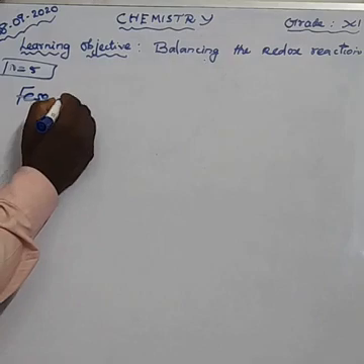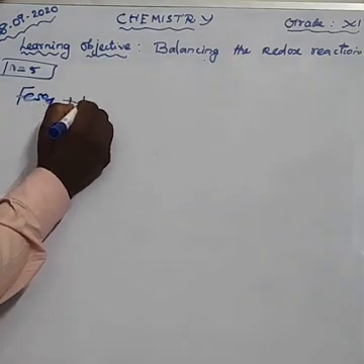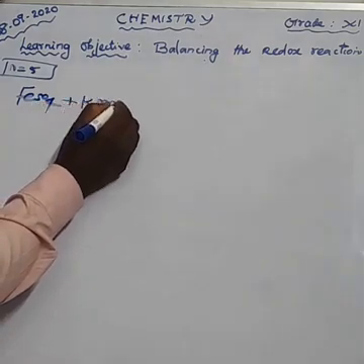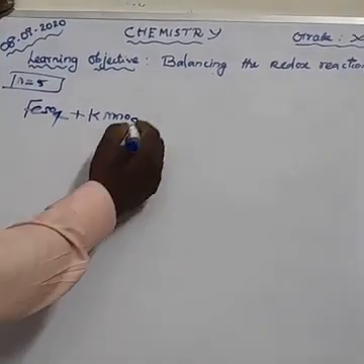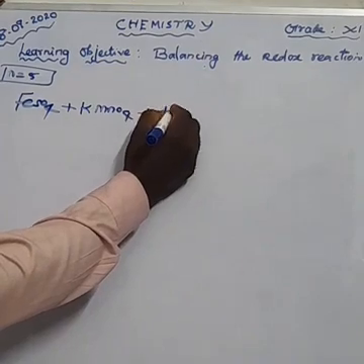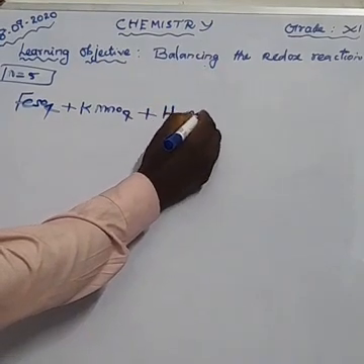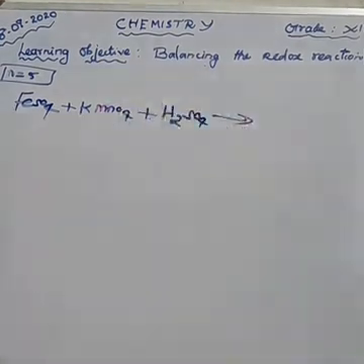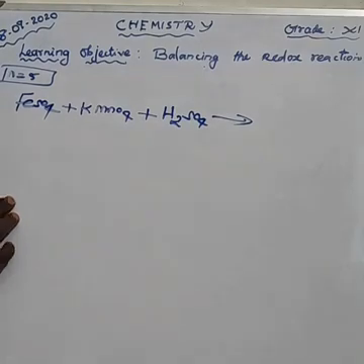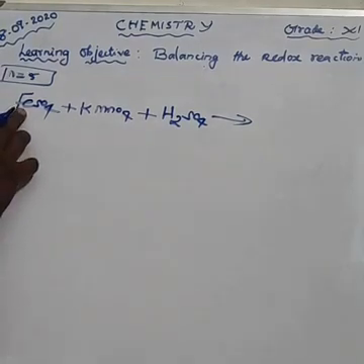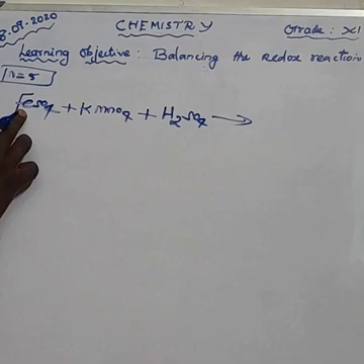FeSO4, oxidation with KMnO4. What is FeSO4? Ferrous sulfate. This is KMnO4, potassium permanganate, on reaction with sulfuric acid. In the product, the ferrous sulfate is converted into ferric sulfate.